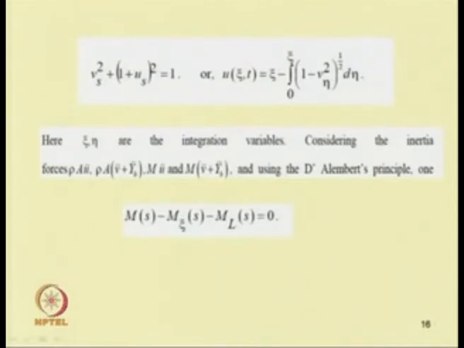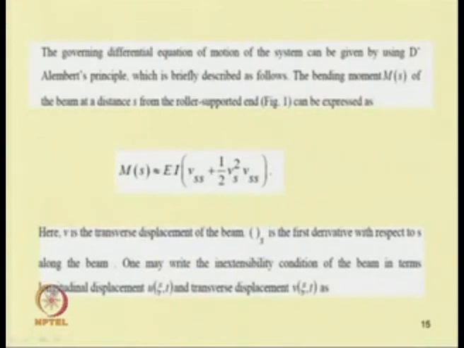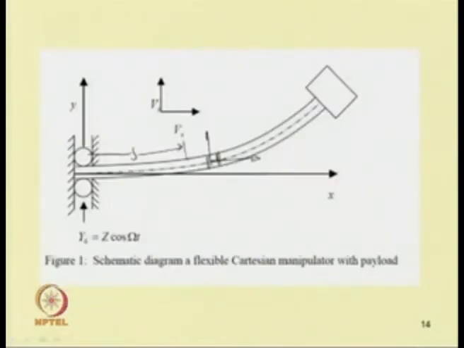So, here zeta eta. If one considers this inextensibility condition, that means the beam is not extendable during its vibration, or the length remains constant. So, one can achieve this relation where (del v by del s) whole squared plus (1 plus del u by del s) whole squared equals 1. That means the length remains constant. If we are considering the length to be constant, then one can have this inextensibility condition, or in other words, one can write this longitudinal displacement in terms of the transverse displacement using this relation.